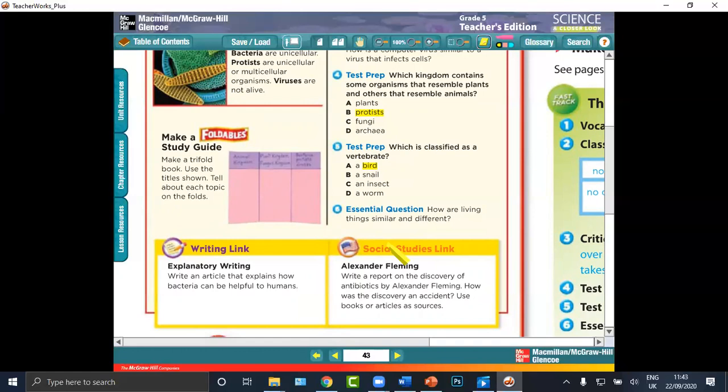I will repeat the answer from the beginning. Pay attention, please. All living things are made of cells. However, living things are also different. They differ in size, structure, and how they obtain food. Clear? Okay. Is the lesson clear? Yeah. Okay.